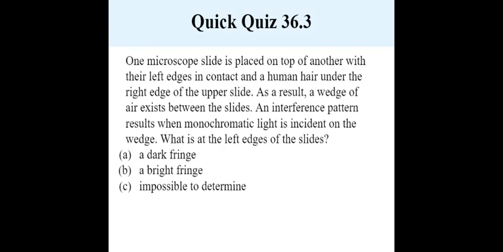Okay, so quick quiz. You have 2 microscope slides, so that the leftmost edge of each is, they're watching a little human hair, so you can look at the hair and zoom in on it, see what it's like. And there's just a little thin wedge of air between the slides due to the hair being there between them, right? Creates a little space between the 2 slides. So the question is, what kind of interference pattern is going to occur?